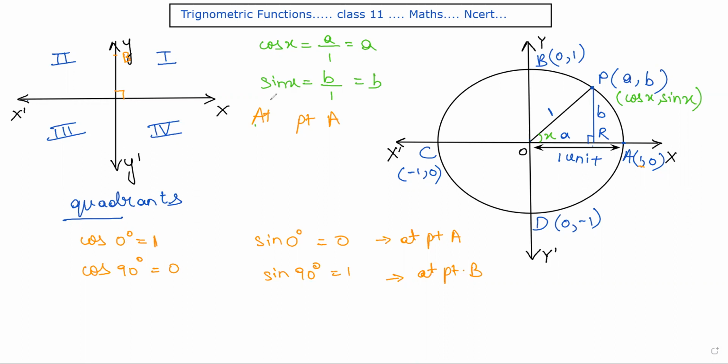In radians, we have to get used to understanding things in radian values. So you can write this as sin 0 radian is equal to sin 0 degree. Sin pi by 2 radian is equal to sin 90 degree. Similarly, cos 0 radian is equal to cos 0 degree. Cos pi by 2 radian is equal to cos 90 degree.